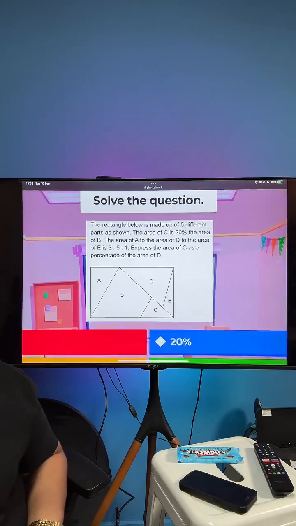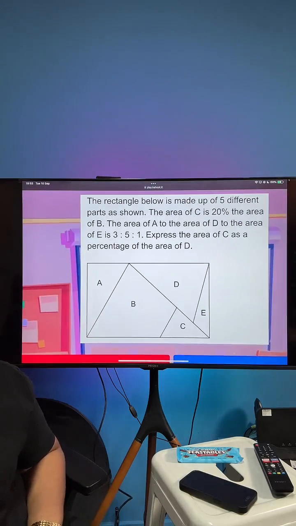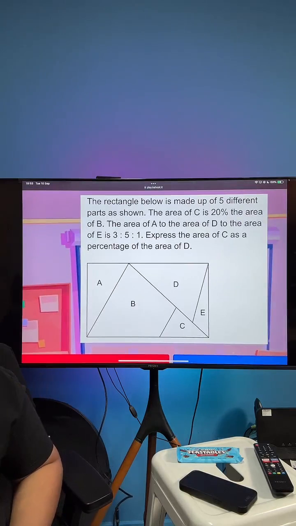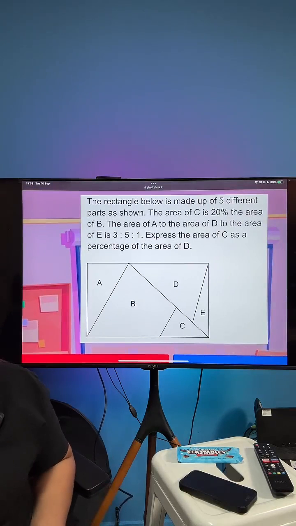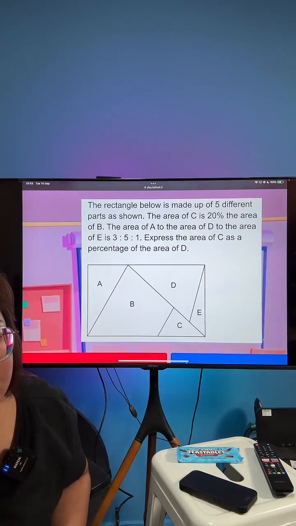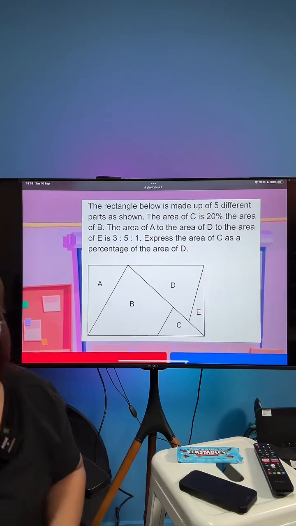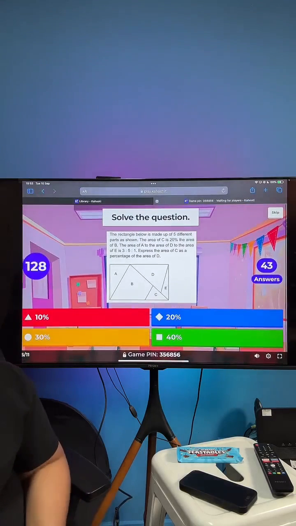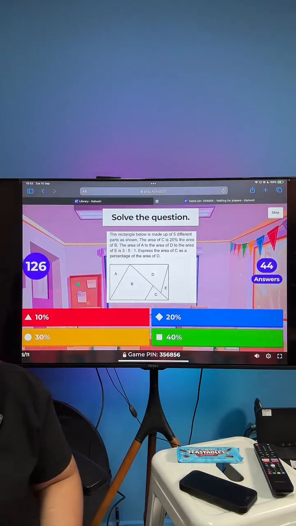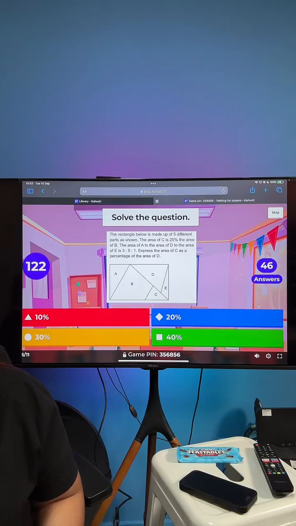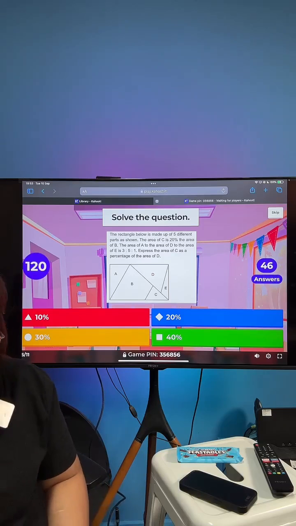Alright, so I hope you are able to see the question here. We are told to express C as a percentage of the area of D, okay? So, look at the figure and try to come up with some relationship between the parts until you get an answer, okay?